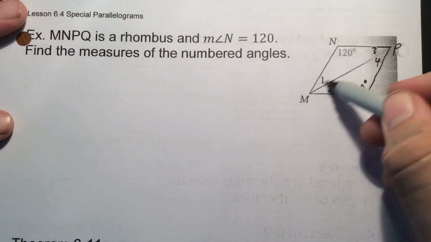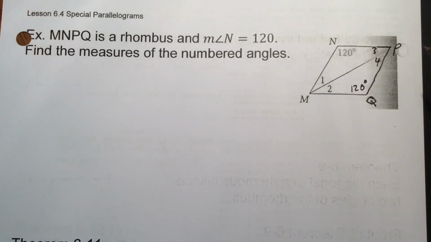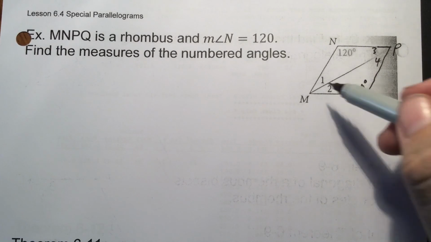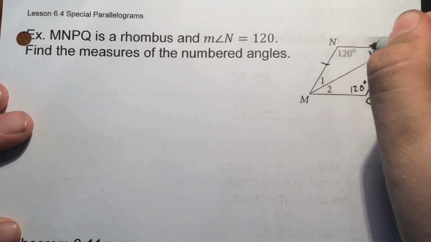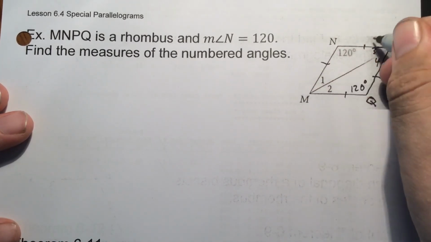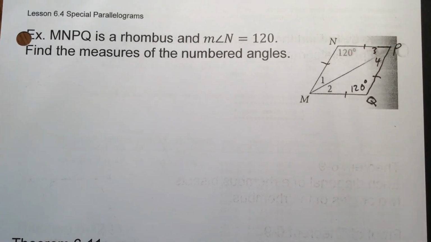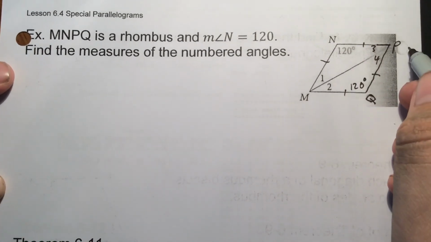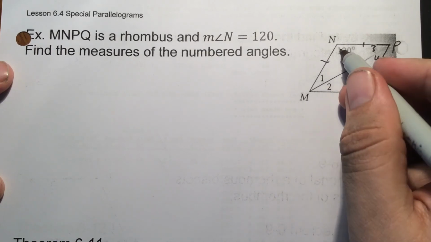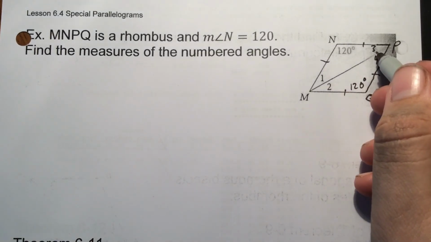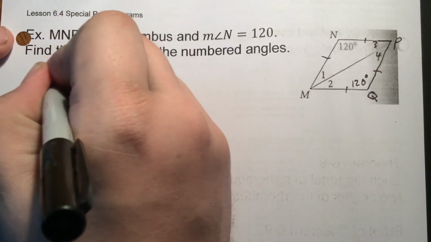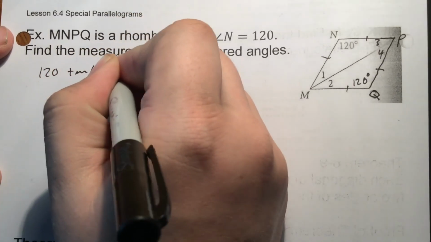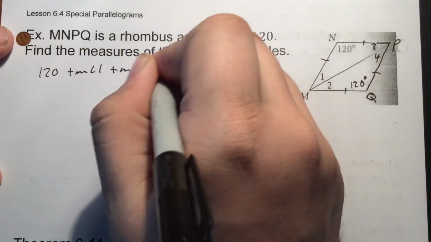Well, what else do we know here? Well, we know that 1 and 3 are going to be congruent, and we know 2 and 4 are going to be congruent. Because if it's a rhombus, we know all of these sides are the same, and so those have to be congruent as well. So if we look at each half here now, angle 1 plus 120 and 3, being a triangle, have to add up to 180. So what's left for 1 and 3? If we do 120 plus the measure of angle 1 plus the measure of angle 3, that has to equal 180.